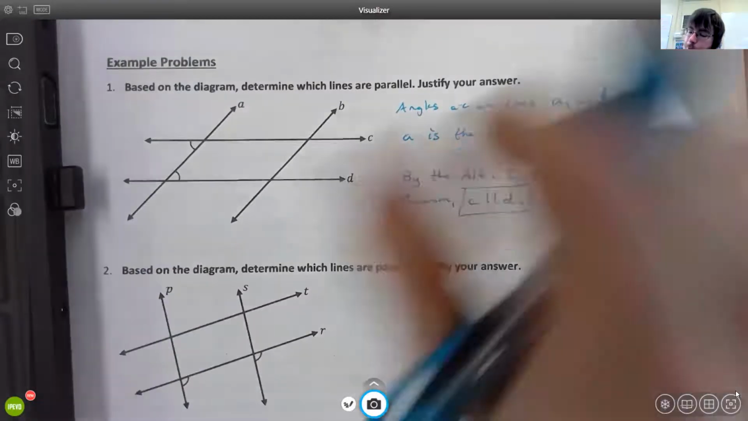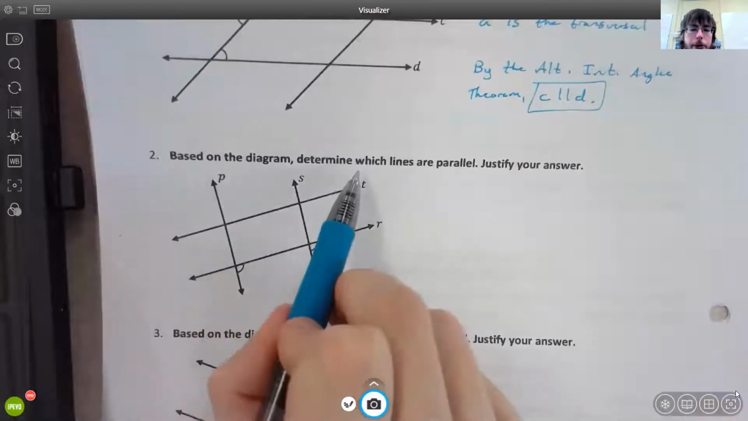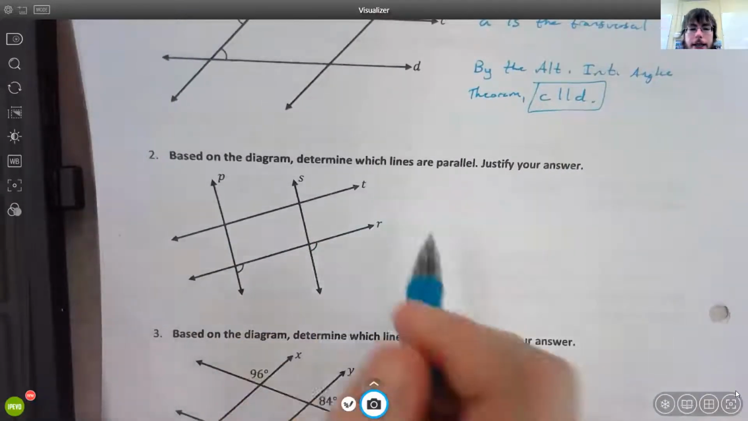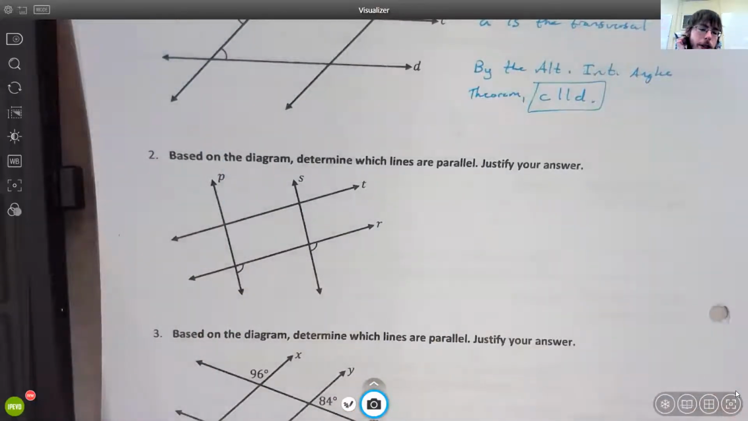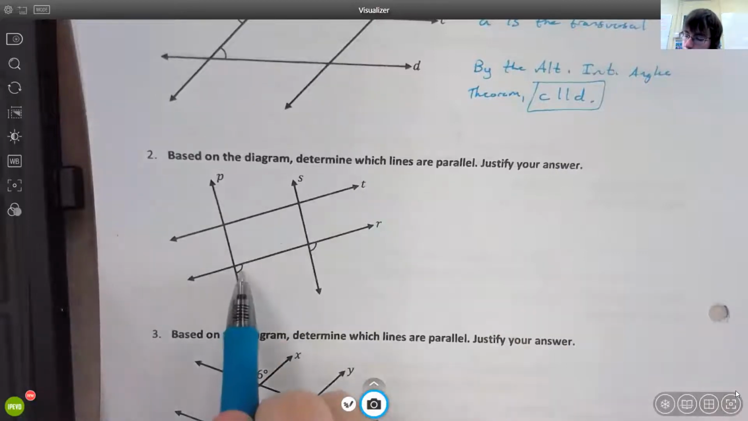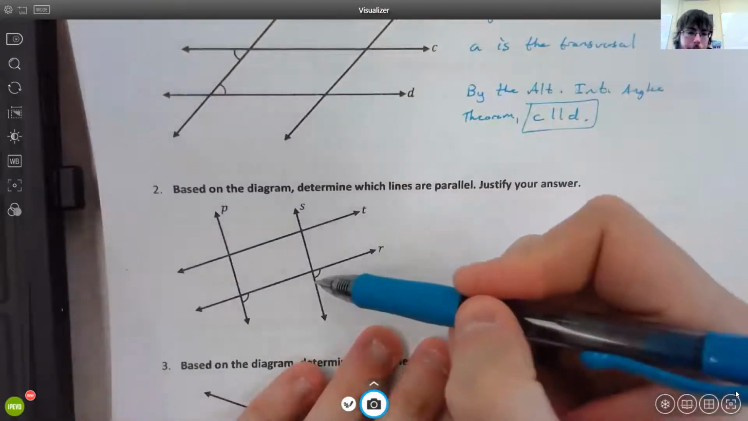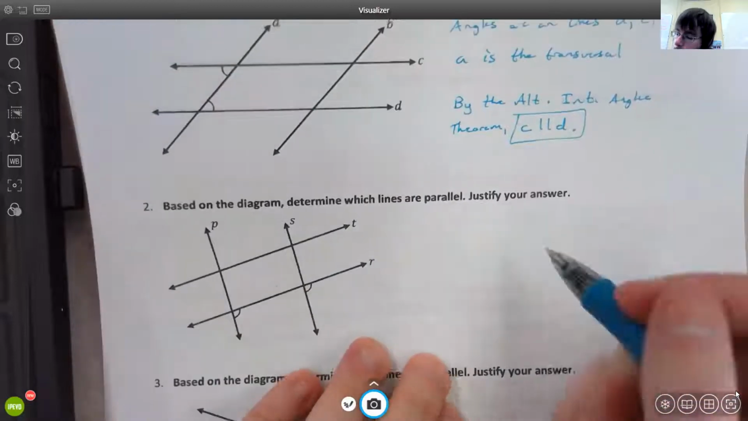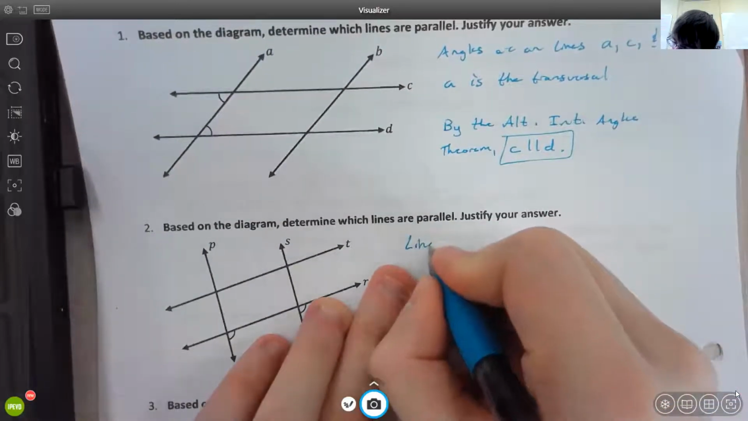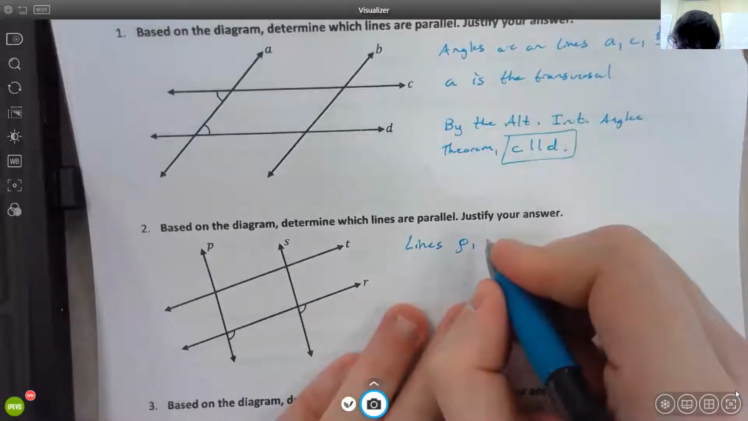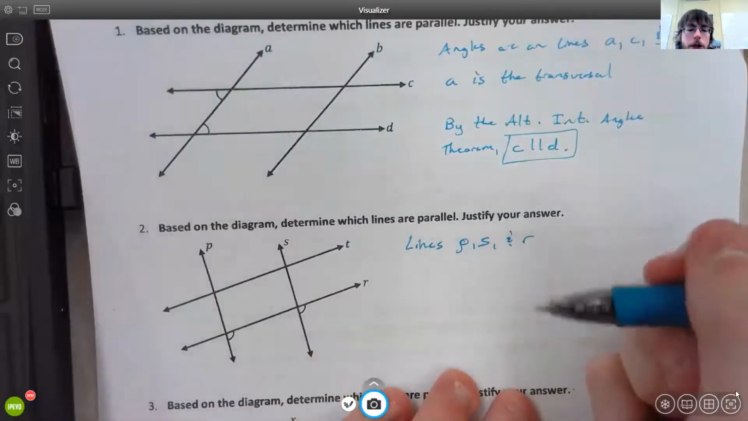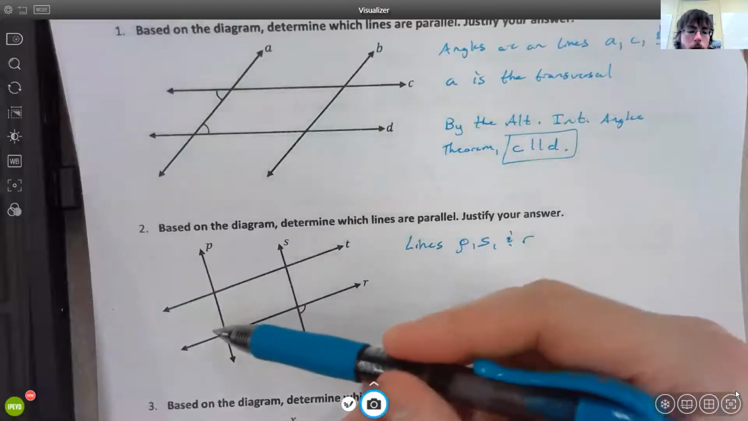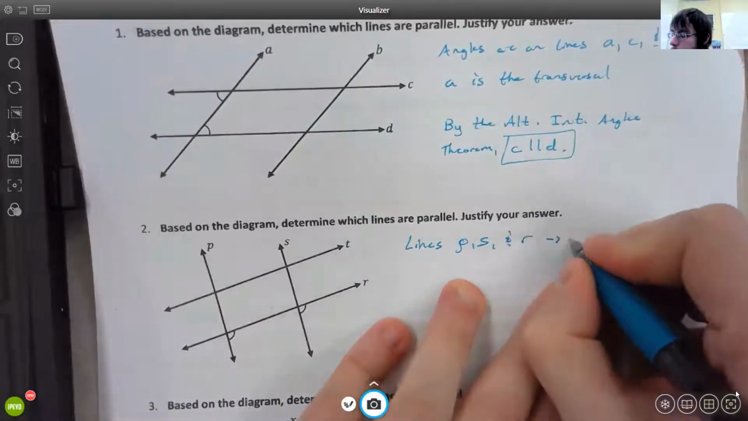All right, number two. Number two says, based on the diagram, determine which lines are parallel and justify your answer. Again, same exact process as what we did here. We're looking for the congruency marks or whatever marks that we have for our angles. And we see that we have an angle here that's attached to lines P and R, and then an angle here that's attached to lines S and R. So our angles are on lines P, S, and R. And again, we have to identify which one of those three would be the transversal. Well, R cuts both P and S, so R is the transversal.